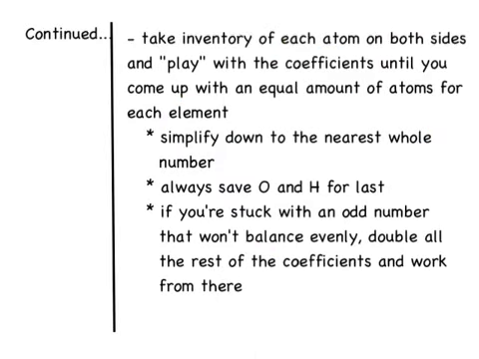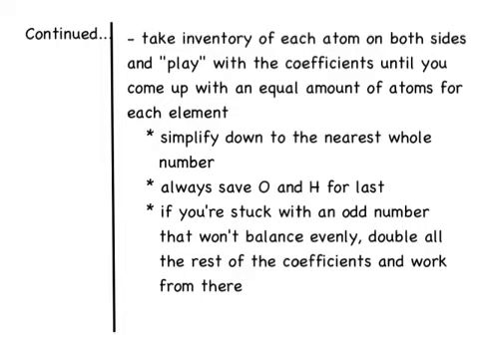Before we start getting into some examples, I'm going to give you some hints as to how to balance chemical equations. So the easiest way is to take inventory of each atom on both sides of the arrow, and then you're going to play with the coefficients, meaning that you're going to change them and then retake inventory and see if you can get the same amount of atoms on both sides of the equation. And if not, then you have to change something else. So it's a give and take here. You're going to have to play with it and experiment a little bit with these numbers.